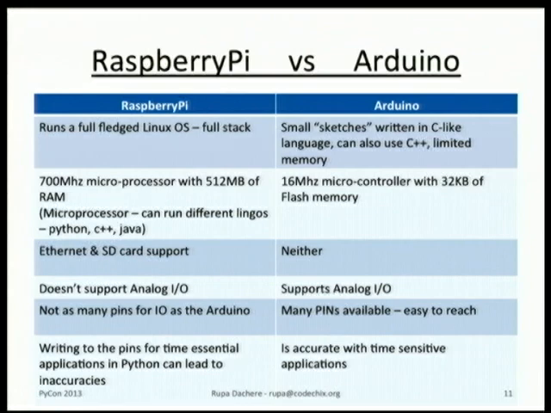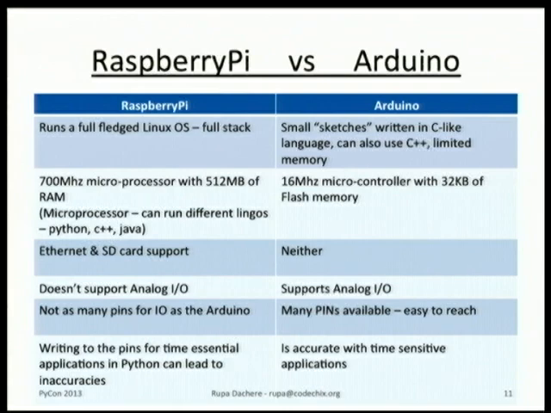On the Raspberry Pi, 700 megahertz microprocessor, 500 megs of RAM. Arduino, 16 megahertz microcontroller and 32 kilobytes of flash. You don't hear kilobytes very often nowadays. Ethernet and SD card support are there on the Raspberry Pi. You don't have either of those on the Arduino by default, but you can add them. You have to buy extra hardware and add it to the Arduino. So it is extensible.